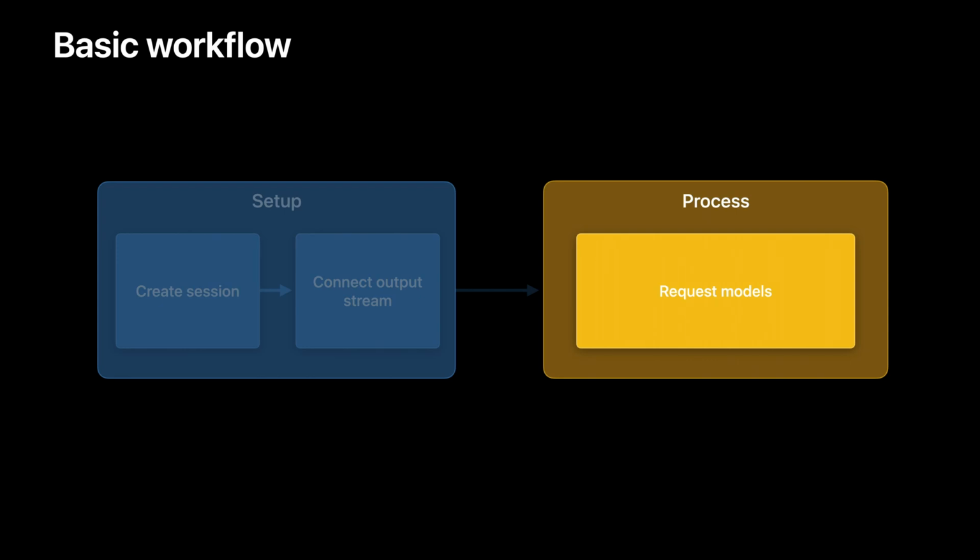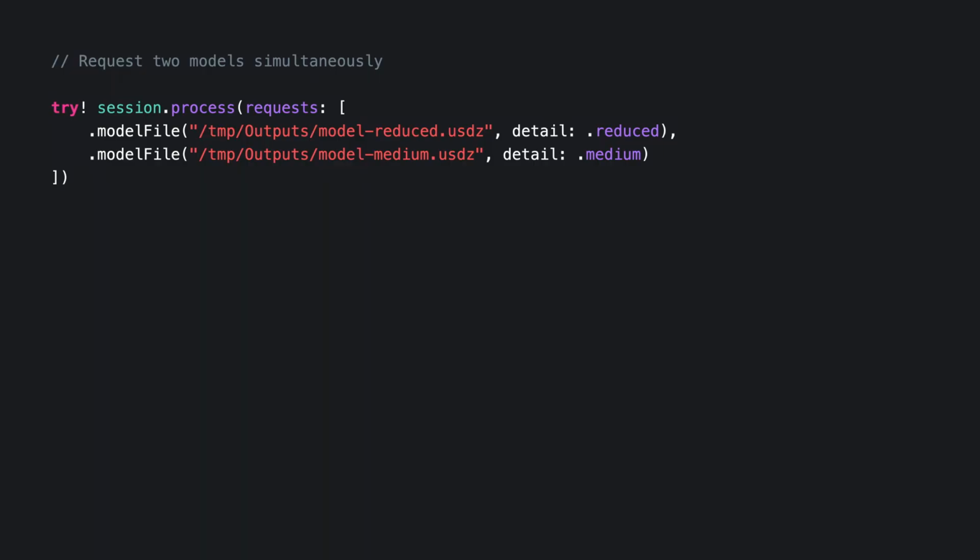Okay, now that we've seen what kinds of requests we can make, let's see how to do this in code. We will now see how to generate 2 models simultaneously in one call, each with a different output file name and detail level. Here we see the first call to process on the session. Notice that it takes an array of requests. This is how we can request 2 models at once. We will request one model at reduced detail level and one at medium, each saving to a different USDZ file.